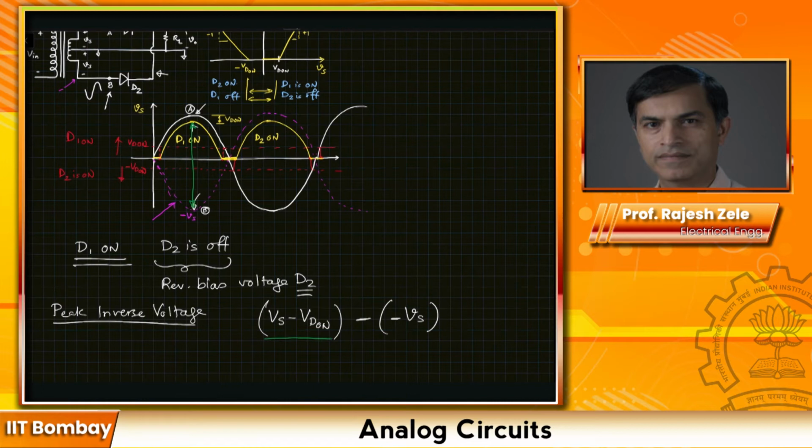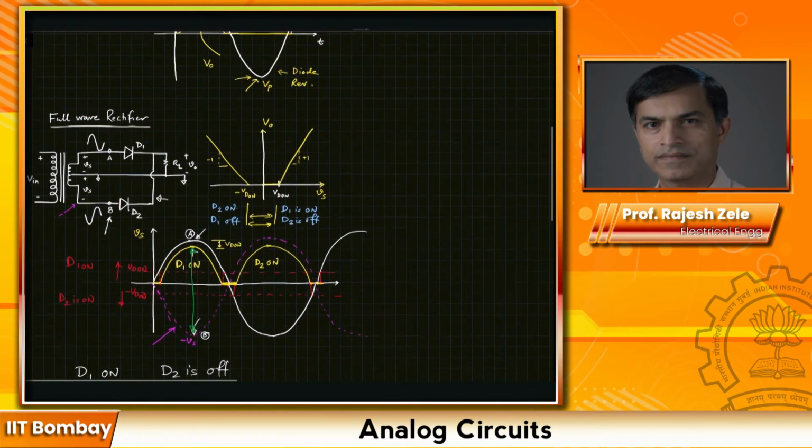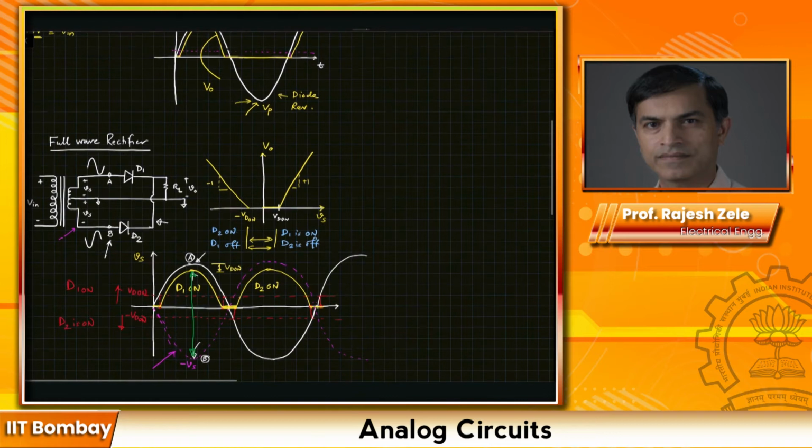That would be Vs minus Vd on minus Vs, and that value is equal to 2 Vs minus Vd on. That would be PIV. So you want this value PIV to be as small as possible. So what is the advantage and disadvantage of this one?